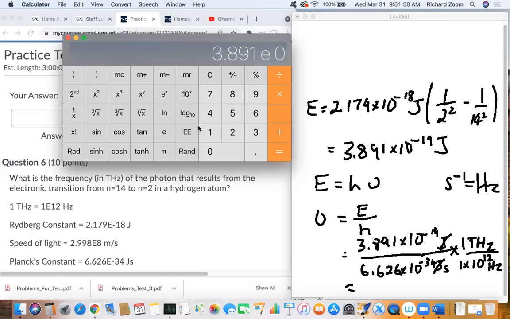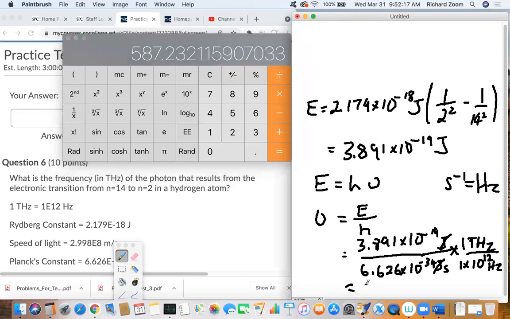Times 10 to the negative 19 divided by 6.626 times 10 to the negative 34. Okay, that gives us that, but we want it in terahertz, so divide by 1e12. And that would be 587 terahertz. 587.2 terahertz. Okay.